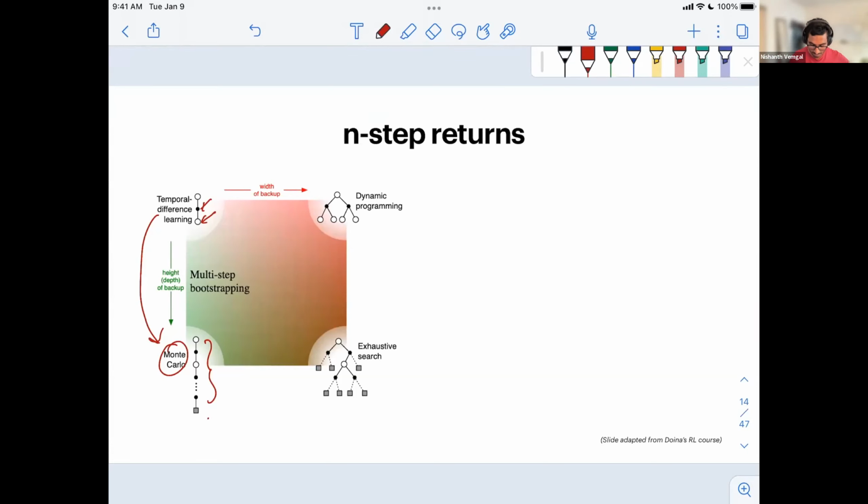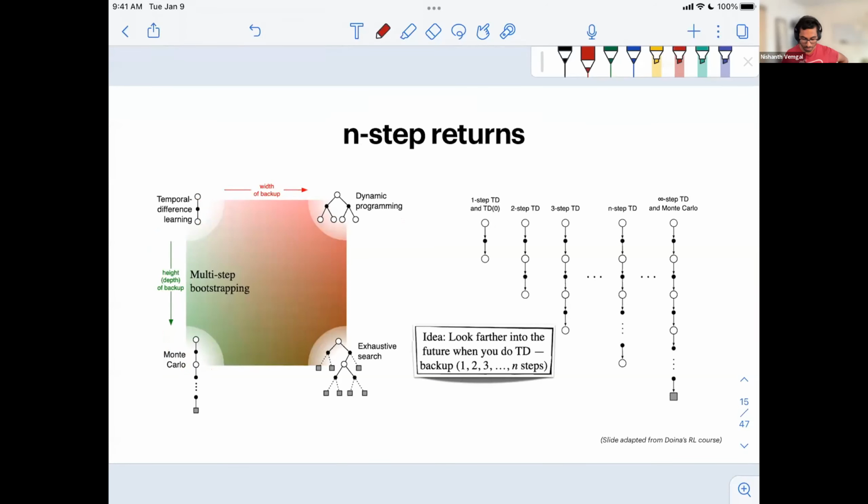If you look at TD learning, it only goes across depth. You go across depth 1, and then you bootstrap from there. But dynamic programming algorithms are breadth-first, in the sense that they take all the possible states that you can visit in one step, and they bootstrap from there. So DP targets could also be used for UT. And the methods that fall between temporal difference learning and Monte Carlo learning are called n-step returns.